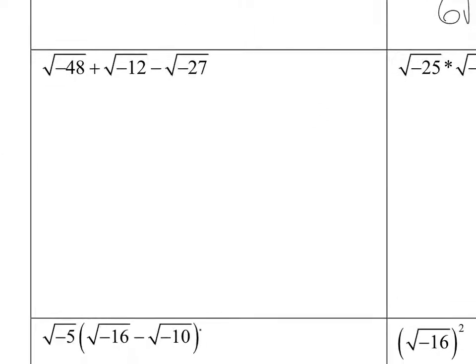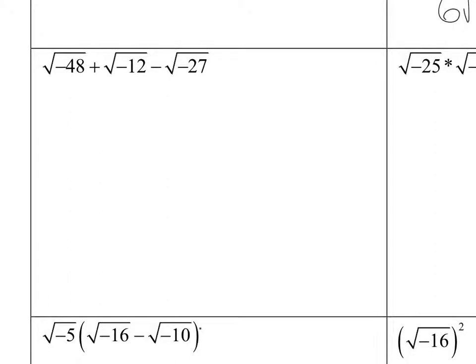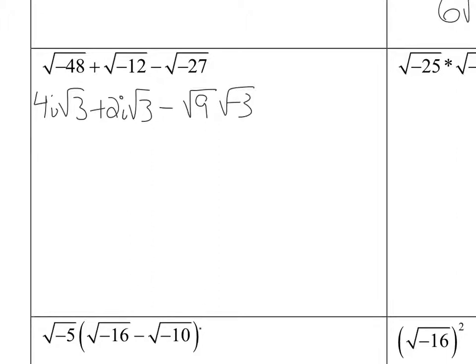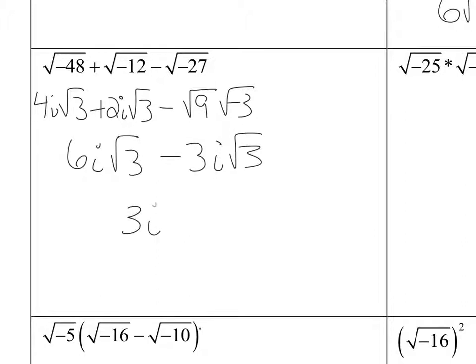So now we have this one. So first thing we got to do is simplify. Well, we already did the first two, so we know this is going to be 4i square root of 3, and this is going to be 2i square root of 3. Now this one I can say minus, and we could change that into the square root of 9 times the square root of -3. So you have 6i square root of 3 minus 3i square root of 3. 6 minus 3 is 3, so you have 3i square root of 3's.